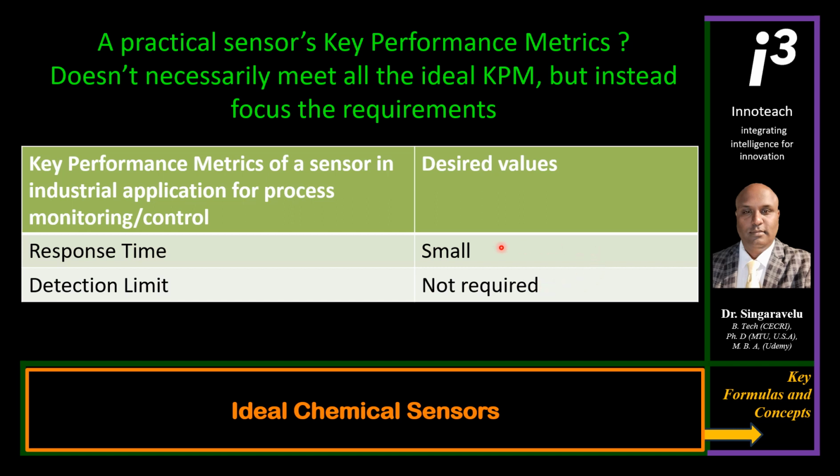But it would indeed be favorable to have a very small response time compared to a lower detection limit. So that is how you balance the requirements or trade off a few things against what is essential for the successful operation, or the demanded requirements, for the particular sensor.